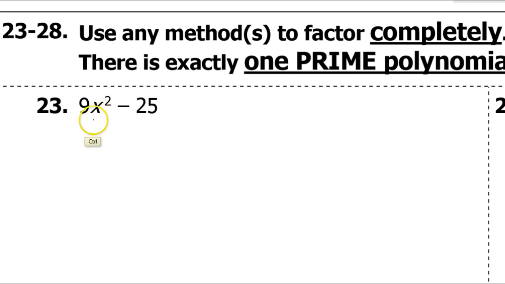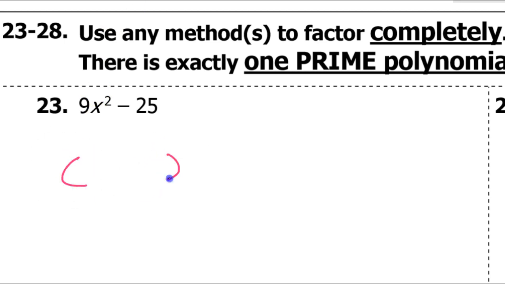So looking at the first problem, looking at number 23, are there any variables? Are there x's in both terms? No. The 25 has no x's. That means there's no variable common factor. Now look at the number part, 9 and 25. There's no number that divides evenly into those. So there's no GCF. So let's move on to the difference of squares pattern.